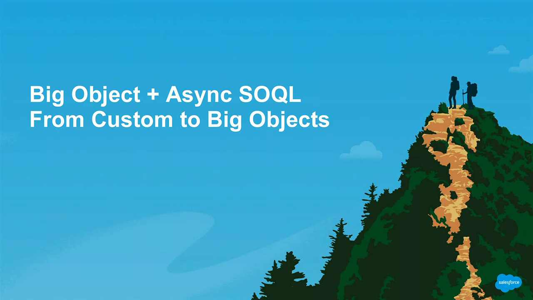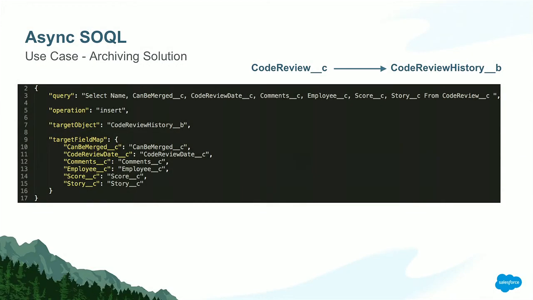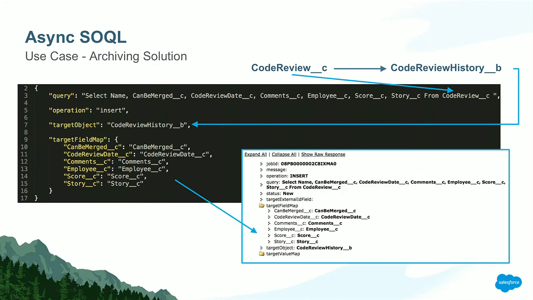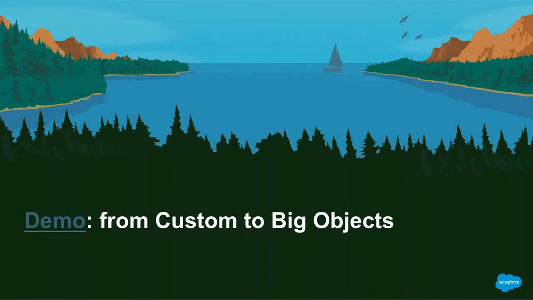And let's go back to our use case, the archiving solution. We are going to move from custom to big objects. At the end, it's the same as before. We are going to read code review custom object records. We are going to create code review history big object records with those fields. And the response should be similar to this one. This is in pilot. We are reading custom objects and creating big objects. But let's go to the organization and see how it works.